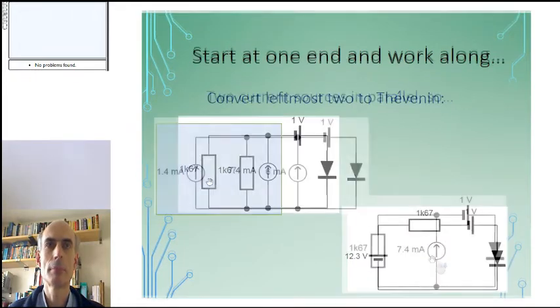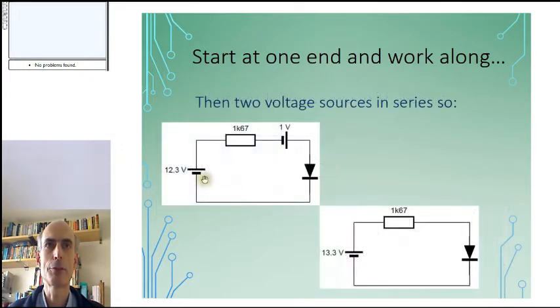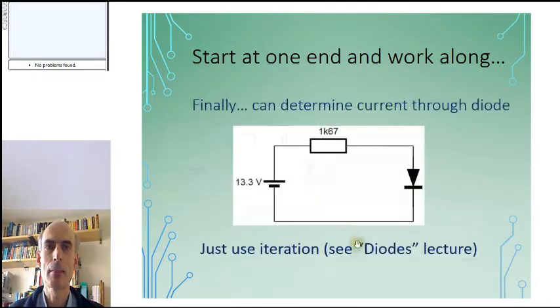Next, I've got a current source in parallel with a resistor. That's a Norton equivalent form. So I can convert that to a Thevenin equivalent form, which would have a single voltage source and a single resistor in series. Next, I've got 2 voltage sources in series. I can swap over the order of the resistor and the voltage source, and combine the 2 voltage sources together, and finally end up with this circuit. And this is a much easier circuit to solve.